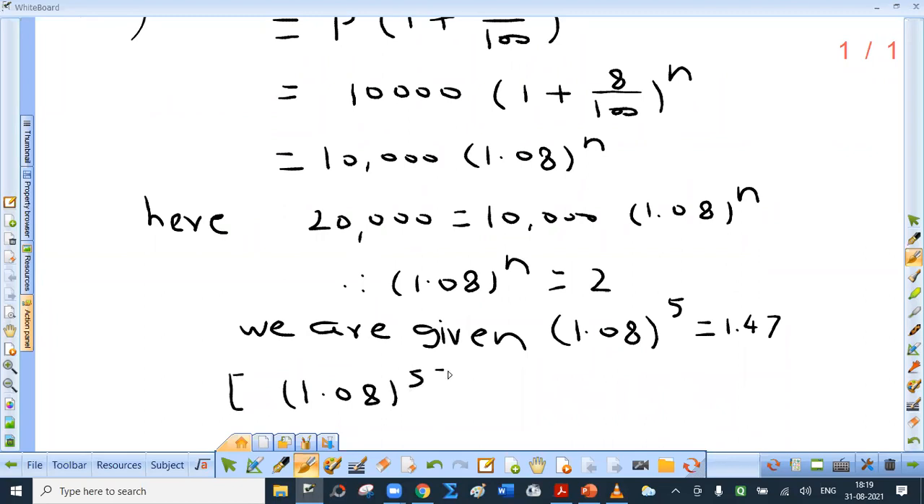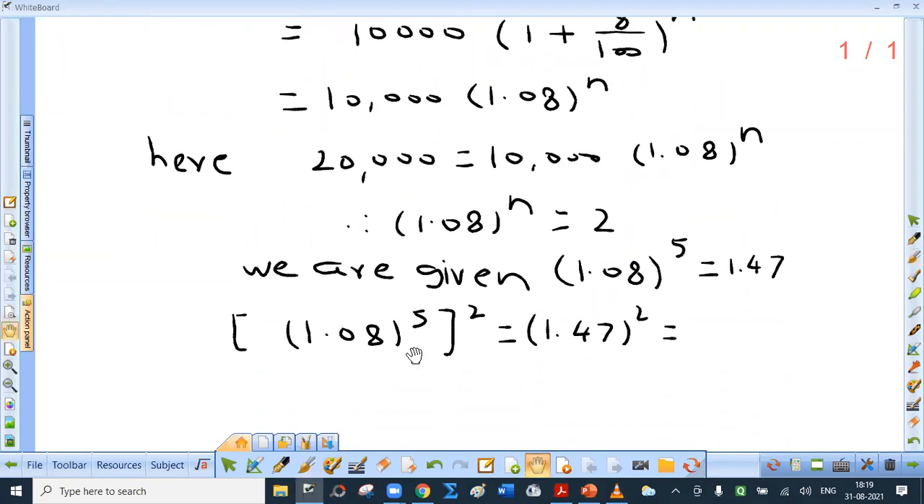See, if you use log tables, you can easily find that. But here we'll try to obtain it without using log tables. Yes, tell me what is the square of 1.47? Type your answer in the chat box. 1.08 raised to 10 is nothing but, yes, what is the square of 1.47?